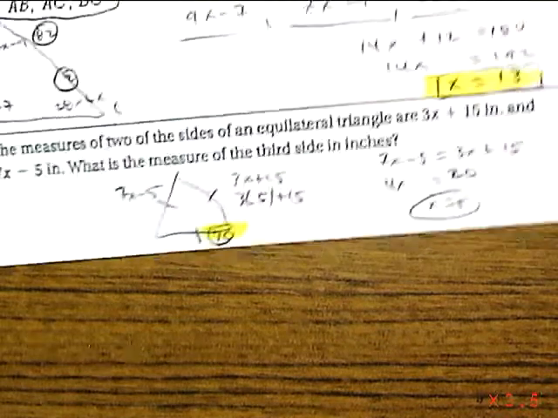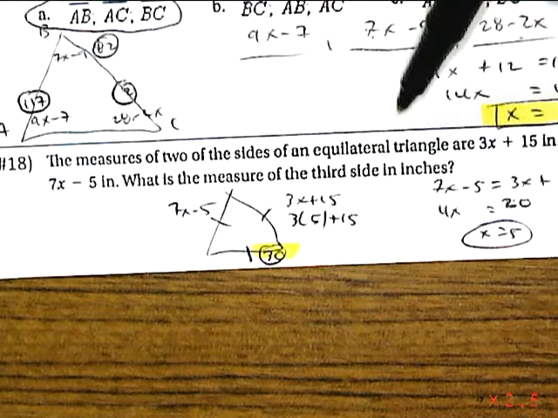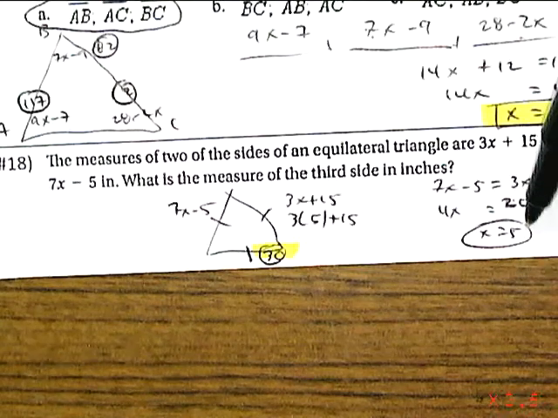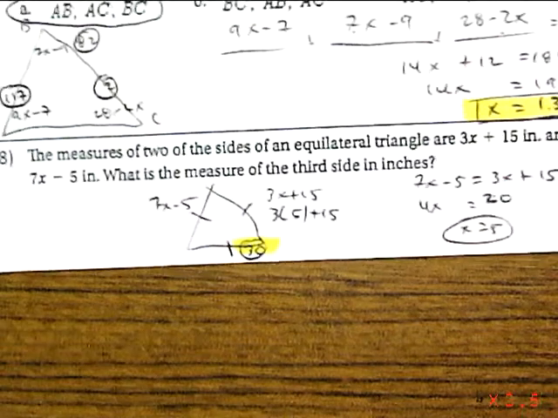For question number 18, you can refer back to last week's quiz. That was the same exact question. It gives you an equilateral triangle. All sides are the same, therefore you set them equal to each other. Solve for x. Then once you know what the third side is, substitute in for x, and you realize that all sides are 30.